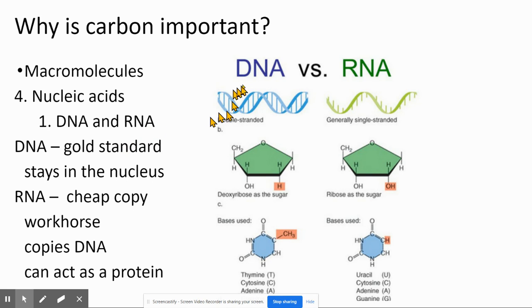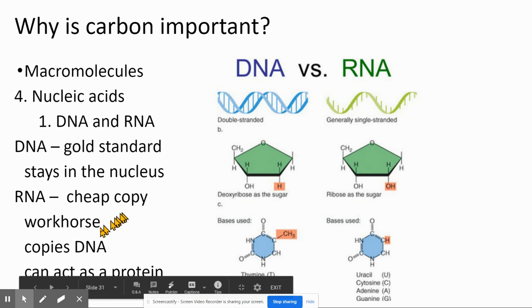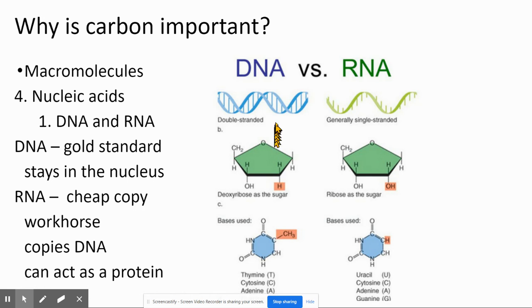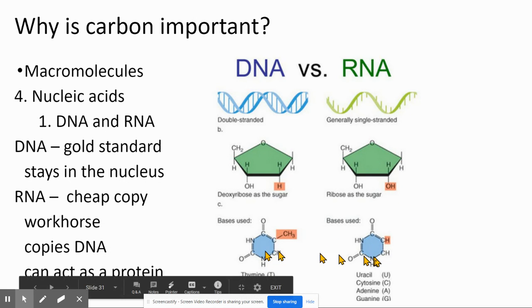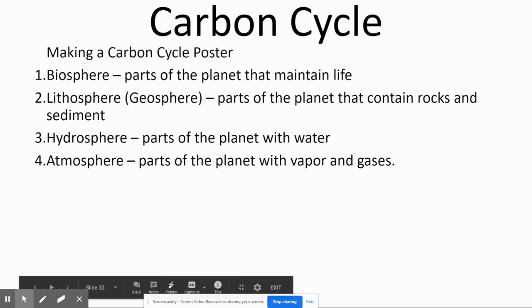But the DNA actually stays in the nucleus. It never comes out of the nucleus. And RNA is the cheap copy, and that's what copies. The RNA will go into the nucleus, copy the DNA, and then come out, and then it'll hook up to a ribosome, and it'll make amino acids. This one has 4 bases, and this one has 4 bases. I'm not going to go into it a lot here.